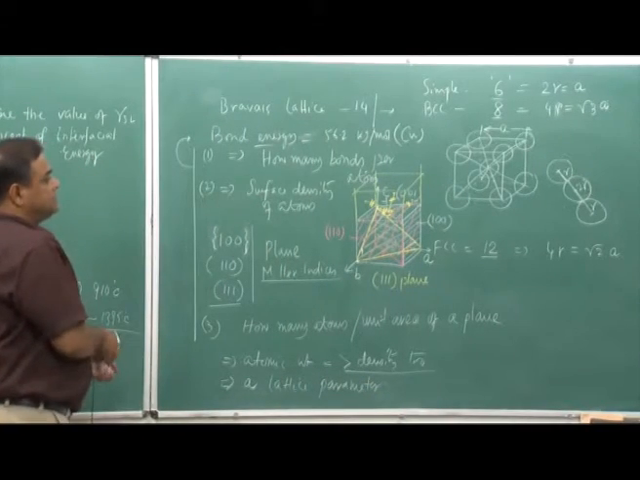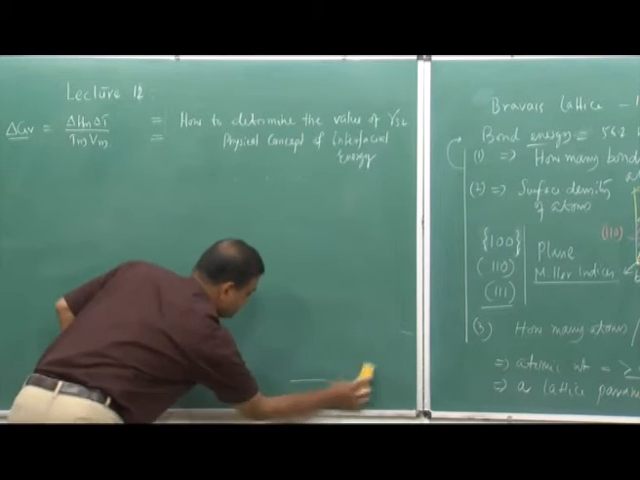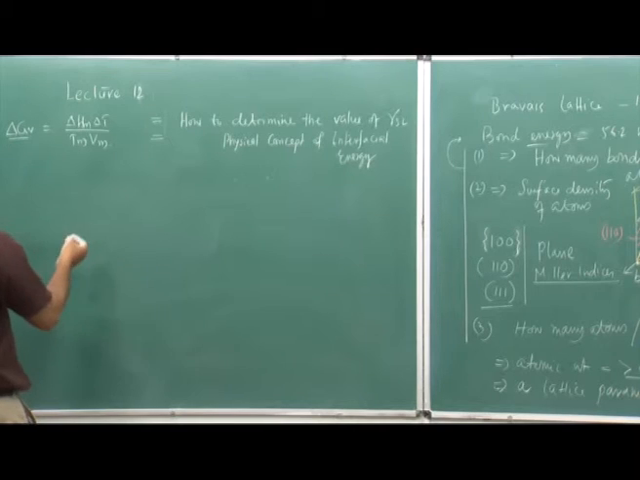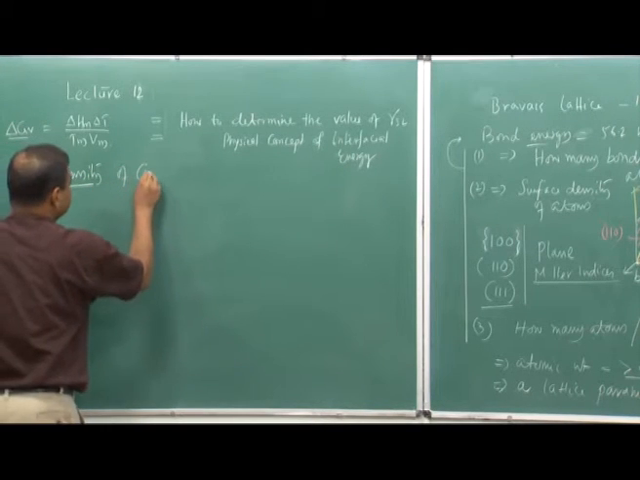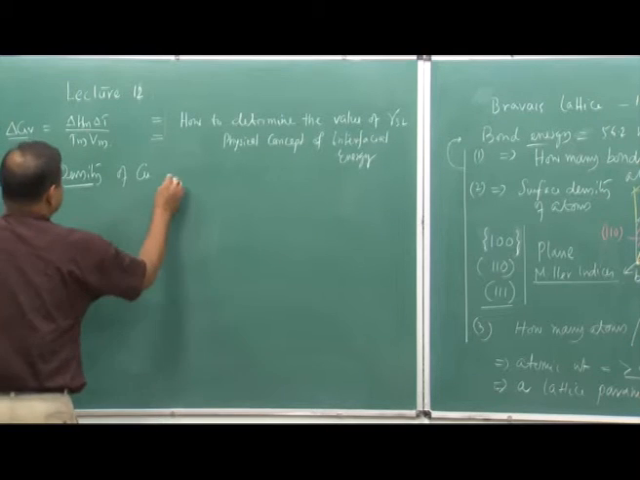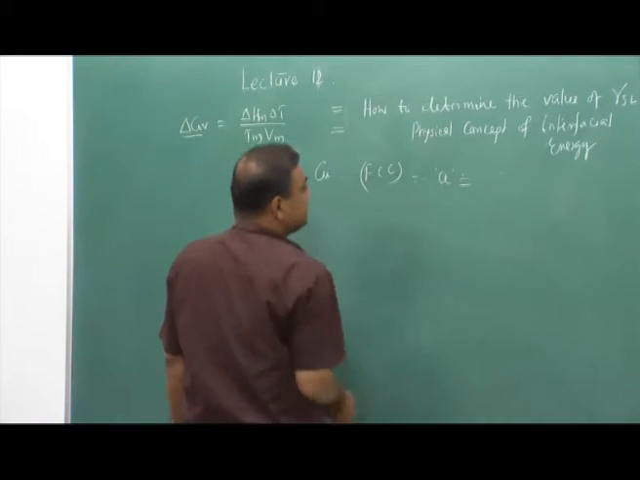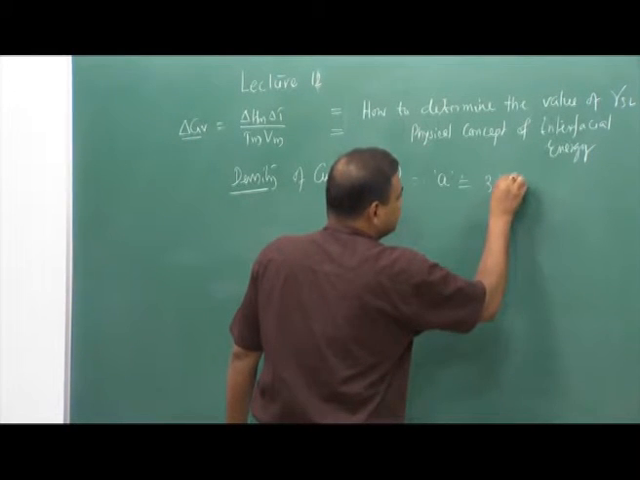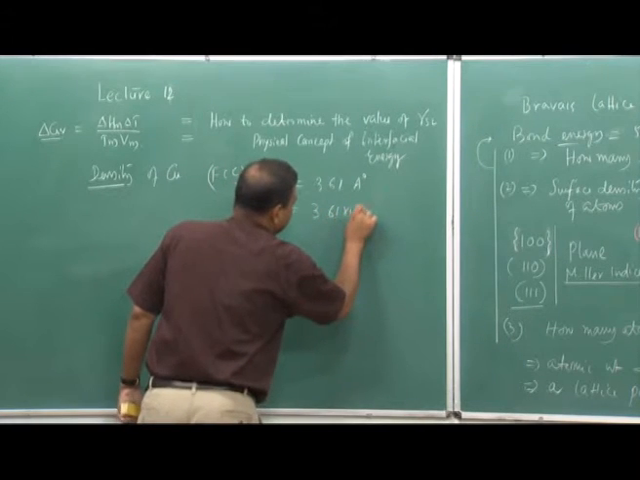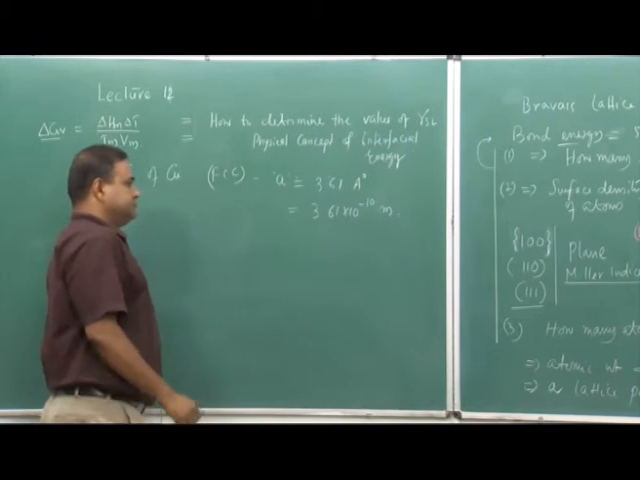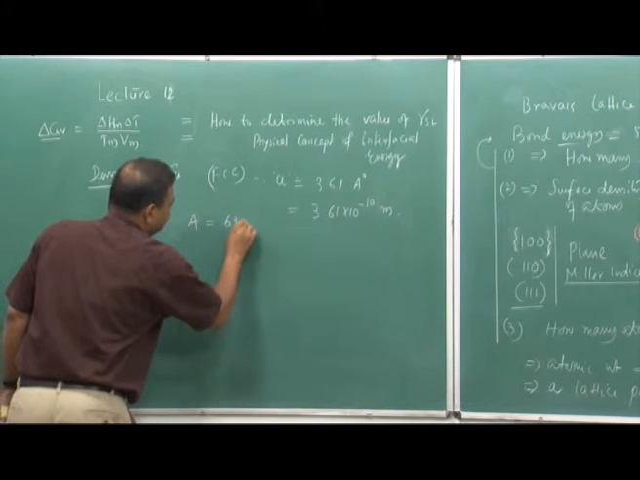Now, let us calculate the density of copper. Copper is FCC, and the lattice parameter, A, is 3.61 angstrom. We can write it as 3.61 into 10 to the power minus 10 meter. And the atomic weight is 63.55.